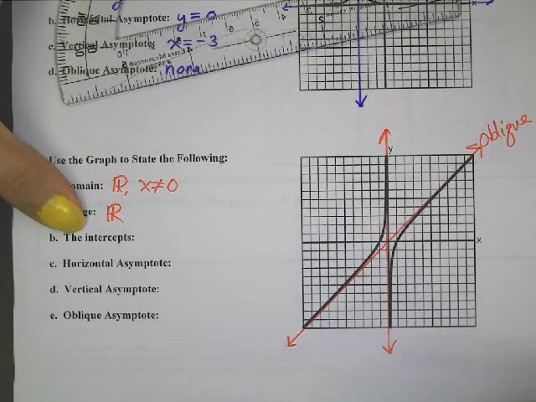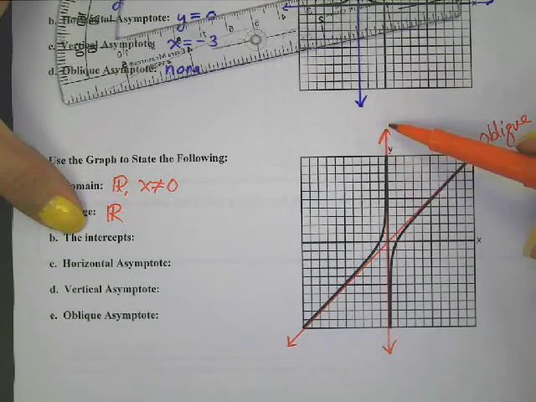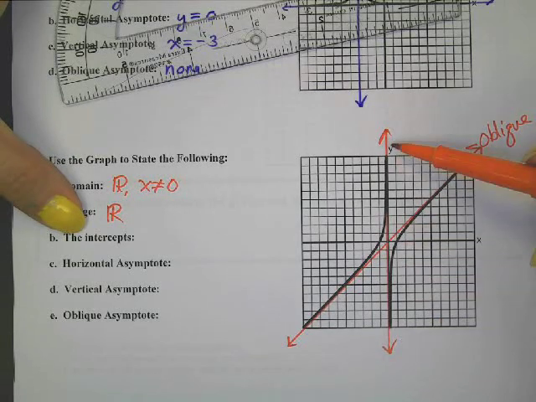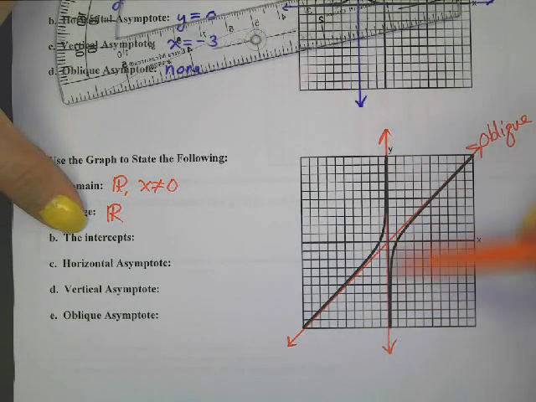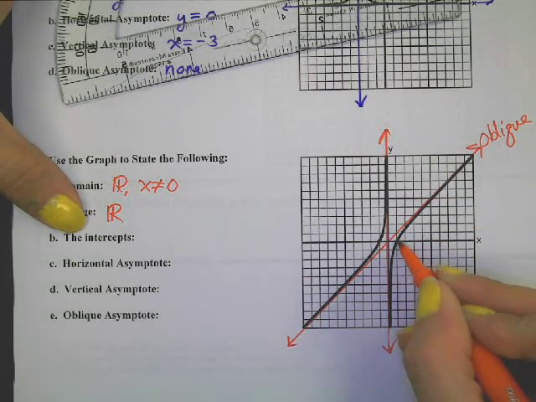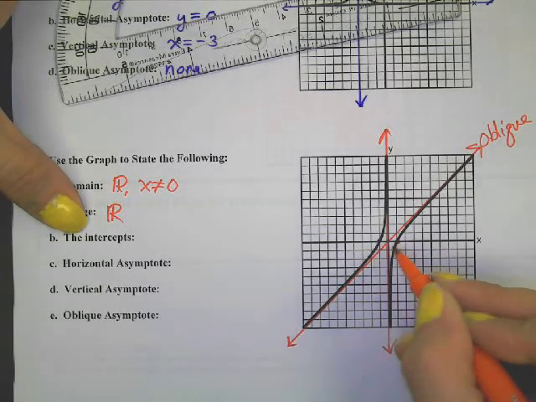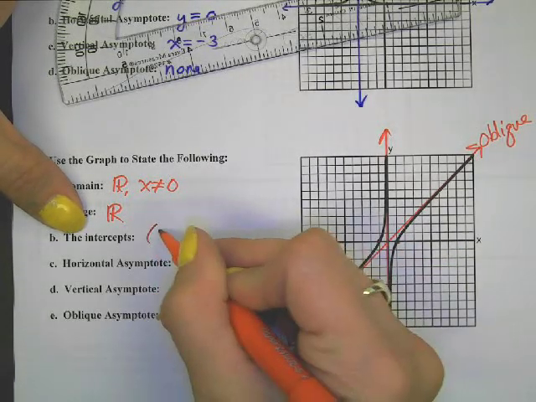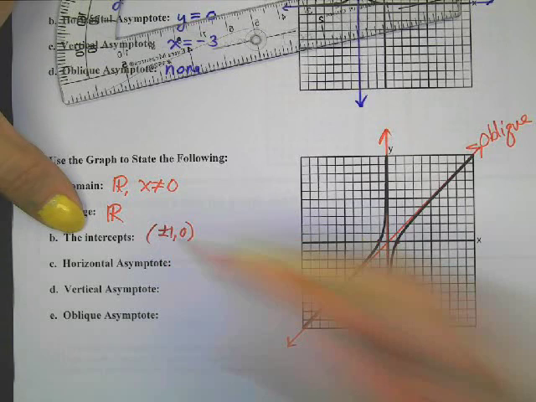Intercepts. Anywhere you cross any of the axes. Does this graph touch the y-axis? No, it cannot. That is an asymptote. Approach but never touch. Does it cross the x-axis? Oh yeah, in these two places there. I see two x-intercepts. I'm going to write them as points. Plus minus 1, 0.